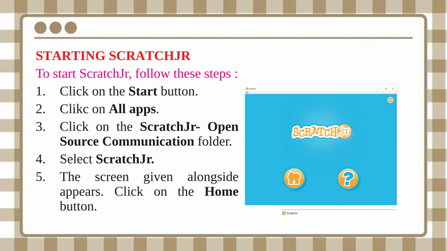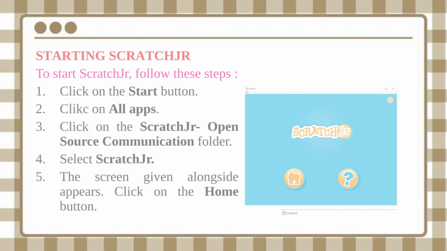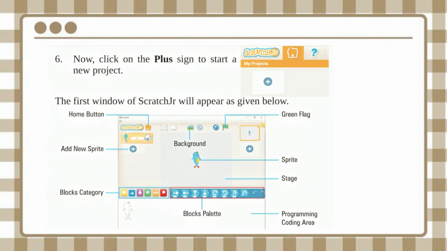Starting Scratch.jr. To start Scratch.jr, follow these steps. 1. Click on the Start button. 2. Click on All apps. 3. Click on the Scratch.jr open source communication folder. 4. Select Scratch.jr. 5. The screen given alongside appears. Click on the Home button. 6. Now, click on the plus sign to start a new project.